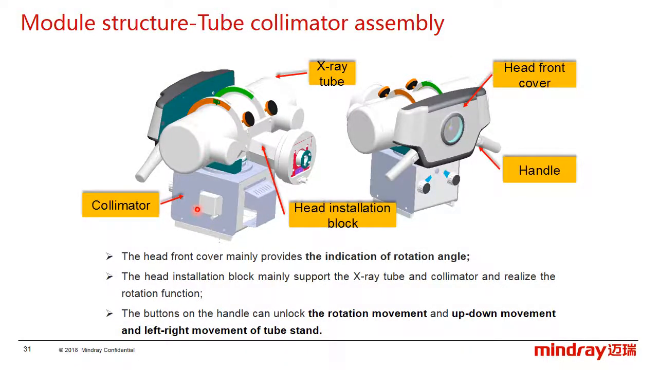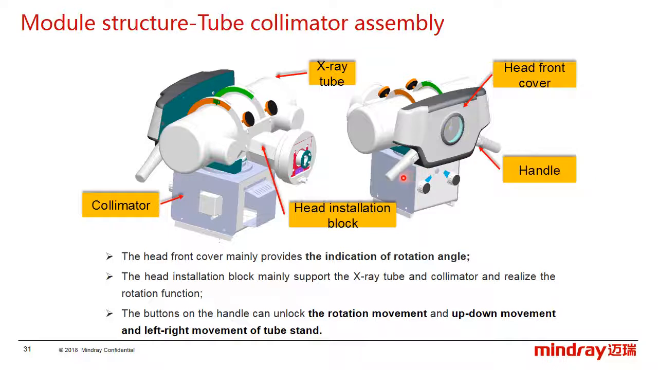The next structure is the tube collimator assembly. It consists of the X-ray tube, the collimator, the head installation block, the front cover, and the handles. The head front cover mainly provides the indication of the rotation angle, and the head installation block mainly supports the X-ray tube and the collimator and realizes the rotation function.